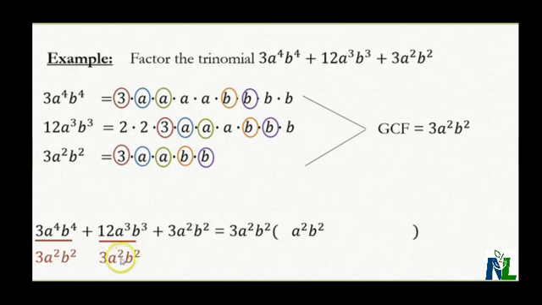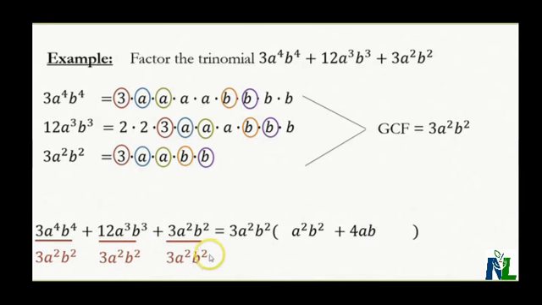Now divide the second term by the greatest common factor. Positive 12 divided by 3 leaves you with 4. A cubed divided by a squared leaves you with a. And b cubed divided by b squared leaves you with b.